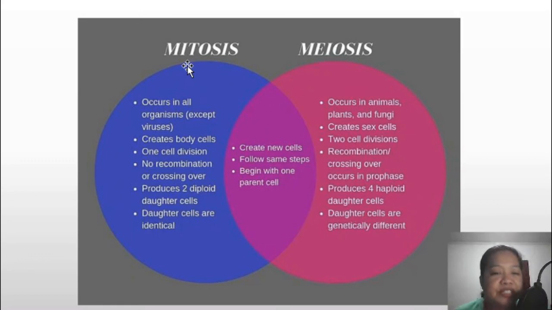Daughter cells are identical in mitosis in terms of quality, function, and quantity, while in meiosis, the daughter cells are genetically different from each other because during crossing over, each chromatid is already different from the others. And what are the similarities? First, both create new cells. They follow the same steps and begin with one parent cell. They have the same stages: prophase, metaphase, anaphase, and telophase.